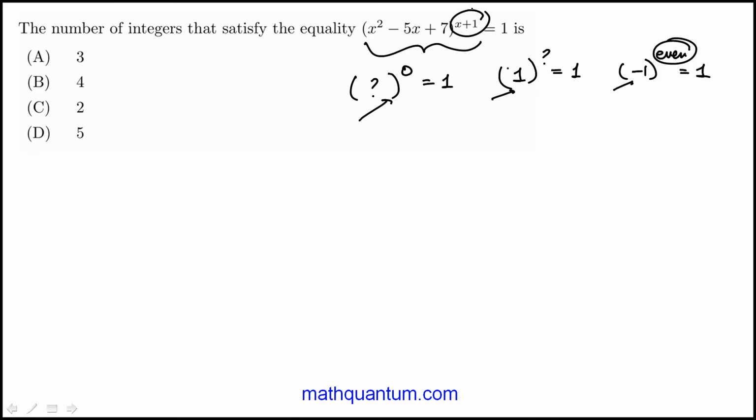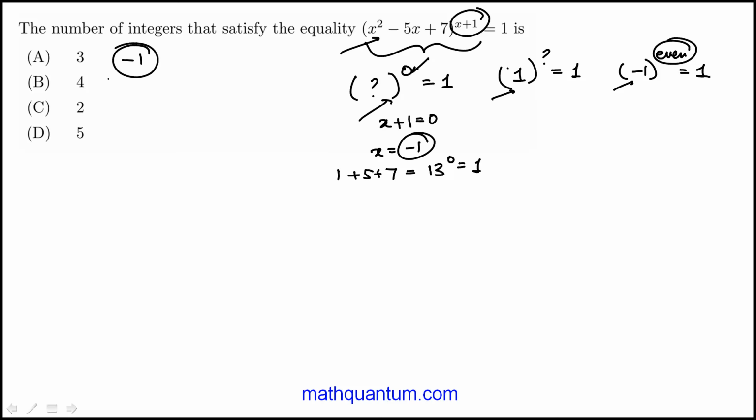So the first thing we'll start with here is to make the exponent 0, which would happen when x is minus 1. And if you want to be careful, you can compute this out. This would be 1 plus 5 plus 7, which would be 13, and 13 to the 0 is indeed 1. So our one solution is minus 1.